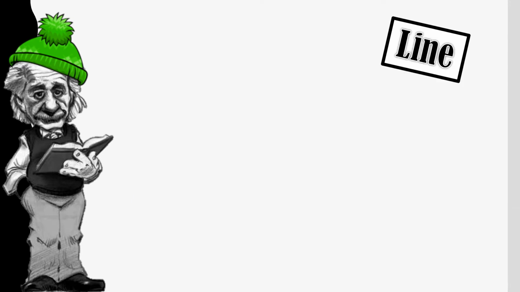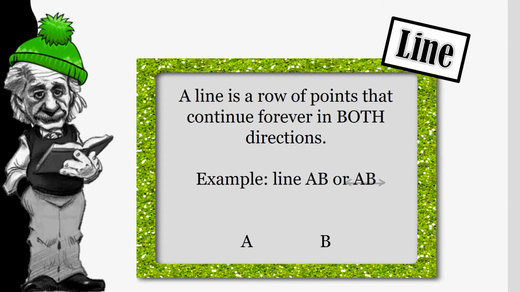Kind of similar to a line. Let's talk about what a line is. A line is a row of points that continue forever in both directions. This is line AB. You notice we have points A and B on it, but look, there are arrows on the other end. That's because just like that ray continued in one direction, a line continues forever in both directions. And again, we can have multiple points that show up along this line, but this line AB means that it continues forever in both directions.